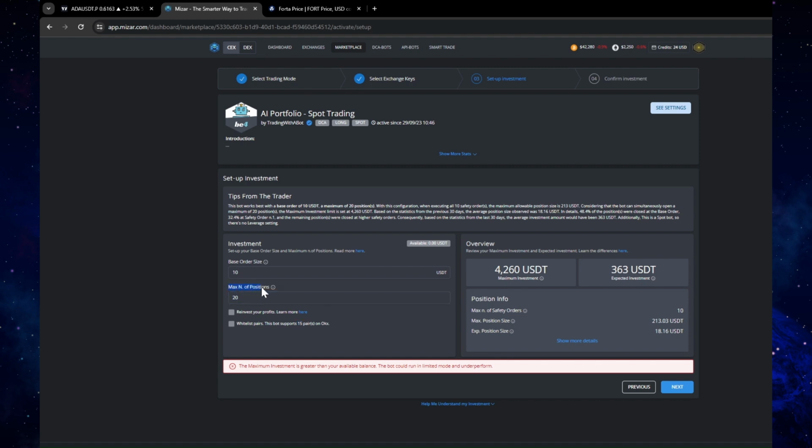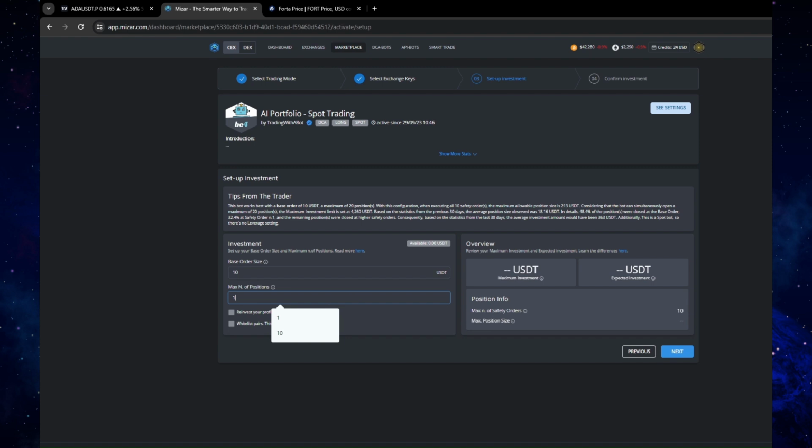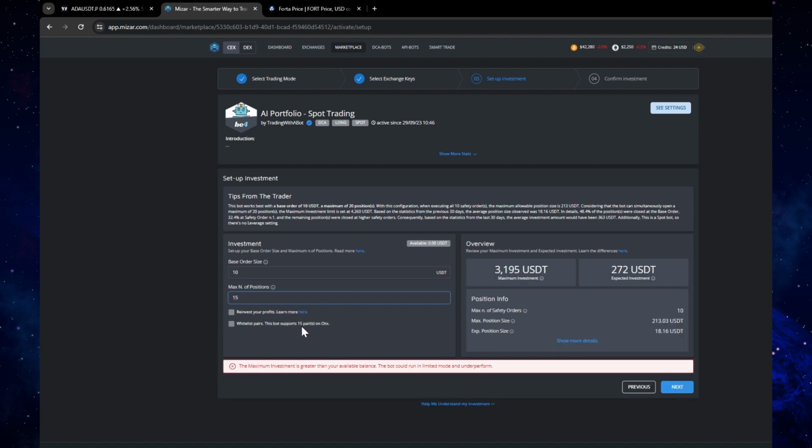Here, max number of positions, again, is how many positions, how many coins you will be trading in parallel at the same time. Of course 20 would make no sense because only 15 are available. But even 15 is not something I would recommend. Don't use the max number available to you. There are two reasons for that.